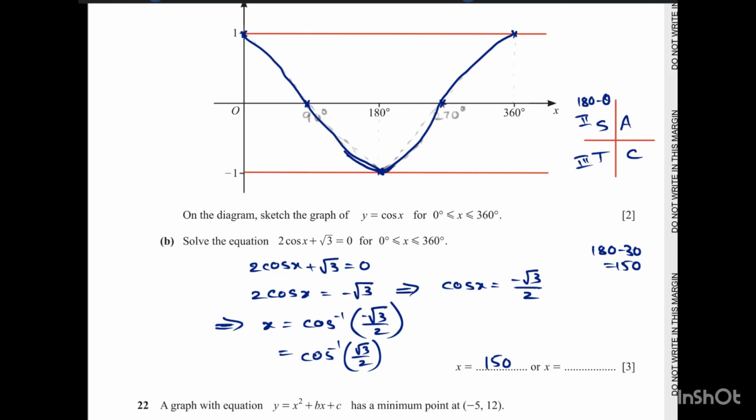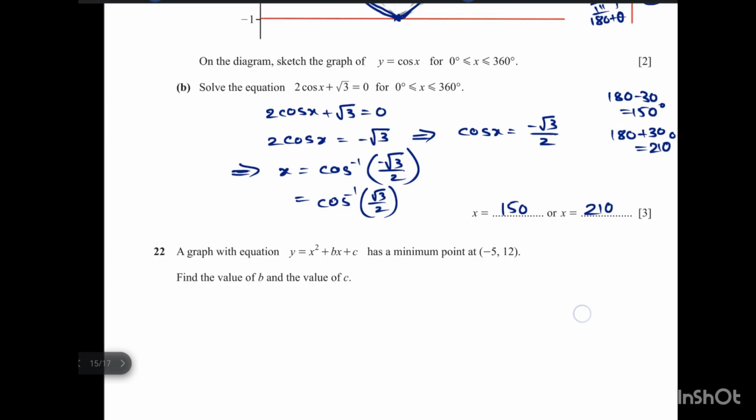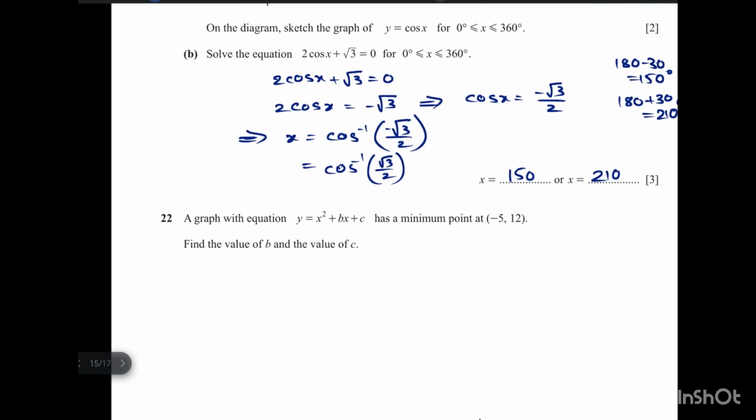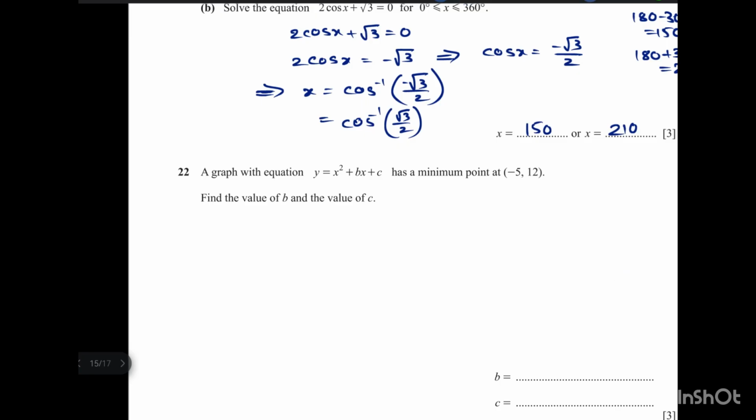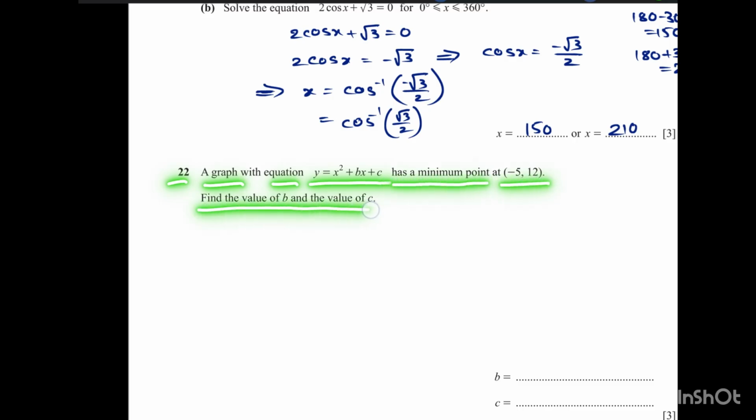Then the third quadrant is 180 plus theta. So it is 180 plus 30, which is 210. So it is 210 degrees. So these are the x values which are needed. Question number 22 now. A graph with equation y is equal to x square plus b x plus c has a minimum point of minus 5 and 12. Find the value of b and the value of c.